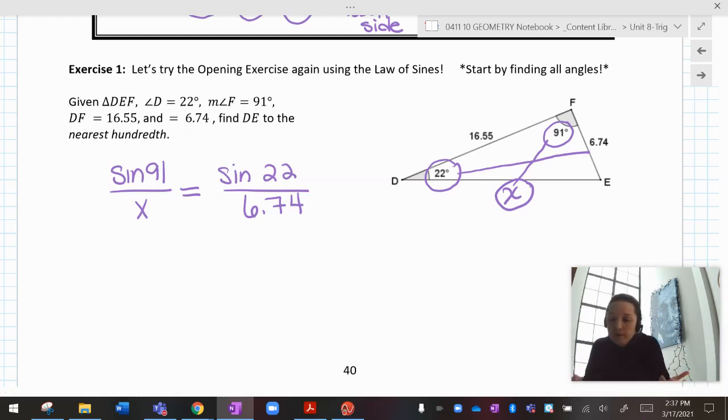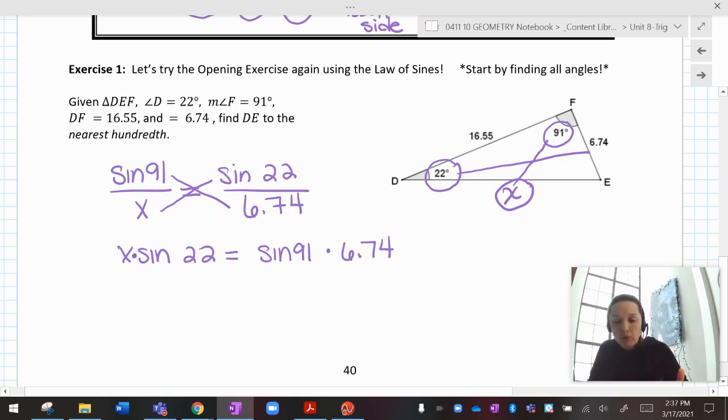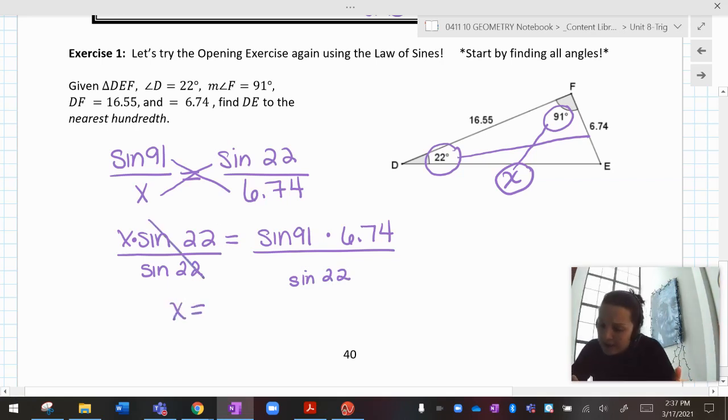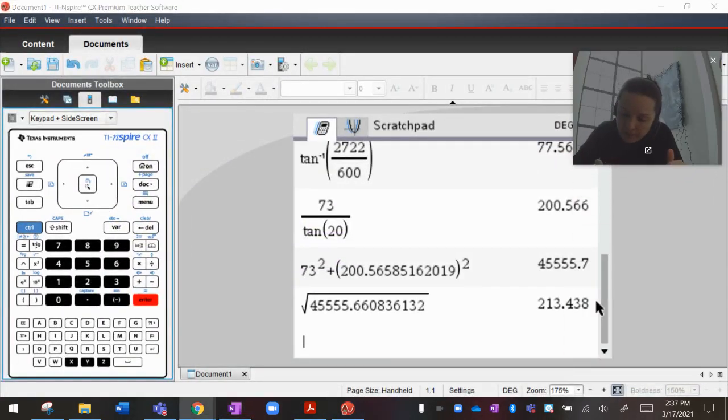The sine of an angle over its opposite side equals the sine of another angle over its opposite side. Well, I want to solve for x, and I have two fractions facing each other, so I am going to do cross multiplication, the cross product property. x sine 22 equals sine 91 times 6.74. I'm trying to solve for x. Right now, x is being multiplied by sine 22, so I'm going to undo that multiplication by dividing. And then I'm just going to throw that entire thing into the calculator.